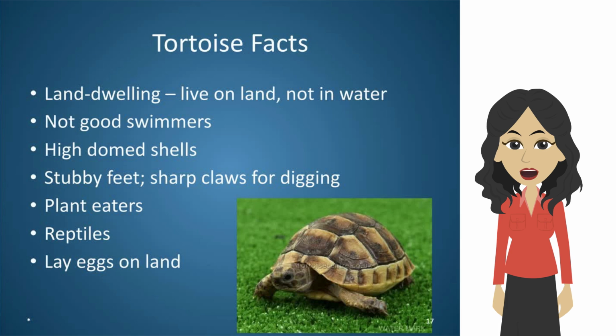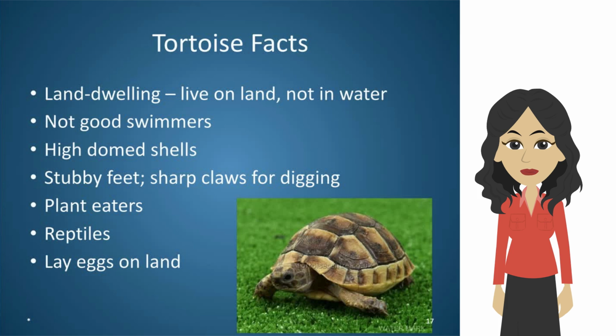First, we know that tortoises are land-dwelling, which means they live on land, not in the water. So that also means they're not very good swimmers. We also know that they have high domed shells. They have stubby feet with sharp claws for digging. They use their claws for digging burrows. Burrows are holes in the ground. These burrows protect them from other animals that might harm them. They also provide shelter from the sun and weather.